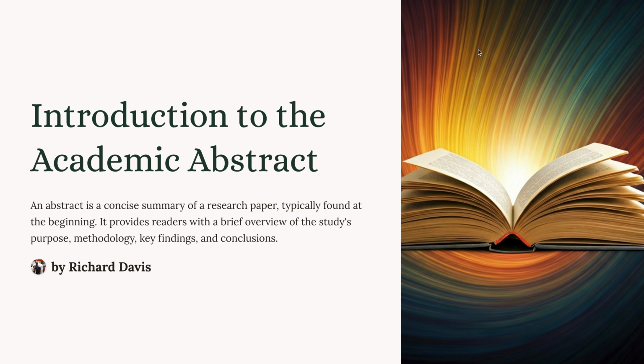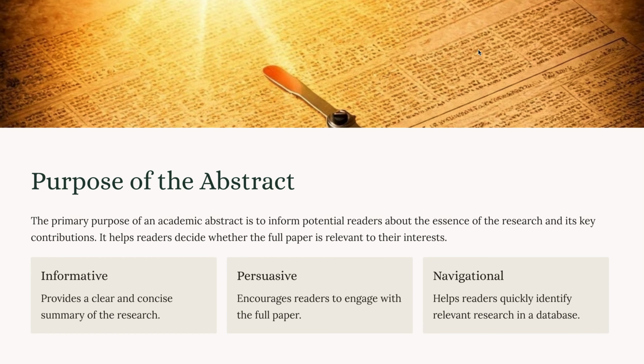Struggled with how to write an abstract, and I wanted to go over what I would look for. This is an abstract for an APA paper, for an academic abstract. Basically, the purpose of the abstract is two things. Number one, it gives a summary of your paper. It's informative. It makes it clear. Usually, a concise summary of the research.